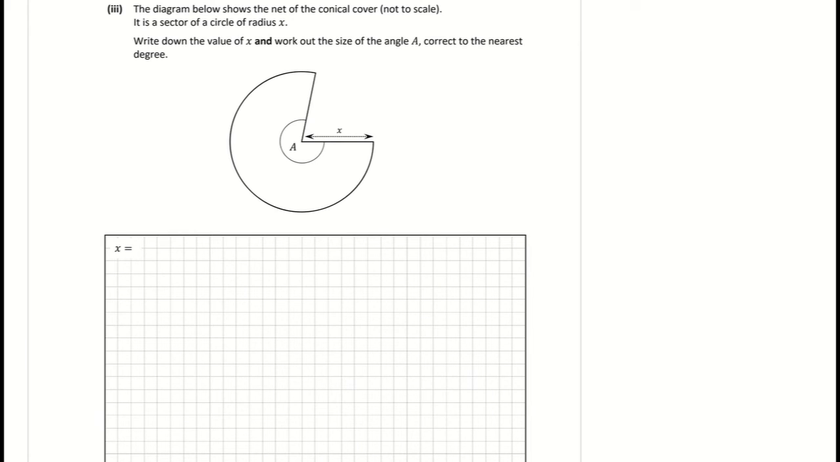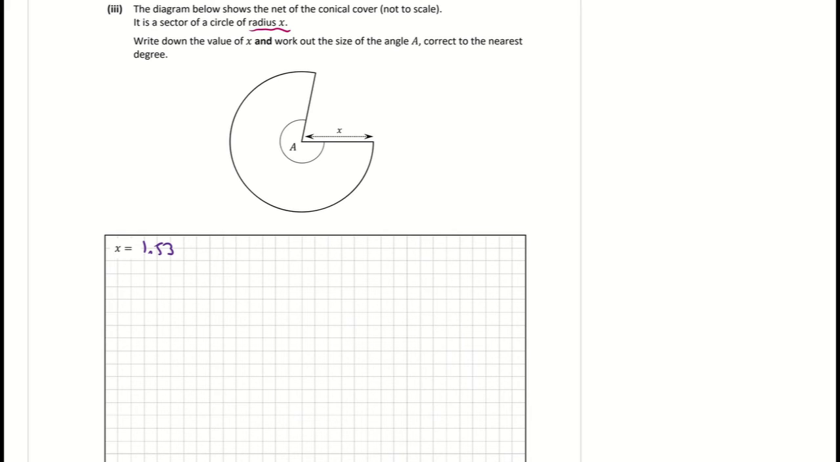Part 3. The diagram below shows the net of the conical cover, not to scale. It is a sector of a circle of radius x. So that's important here. They're telling us the radius is x. Write down the value of x and work out the size of the angle A. Now the length x is coming from our previous part, C part 1, where the length of the slanted side is the length x, which is the 1.53. So our x is 1.53.